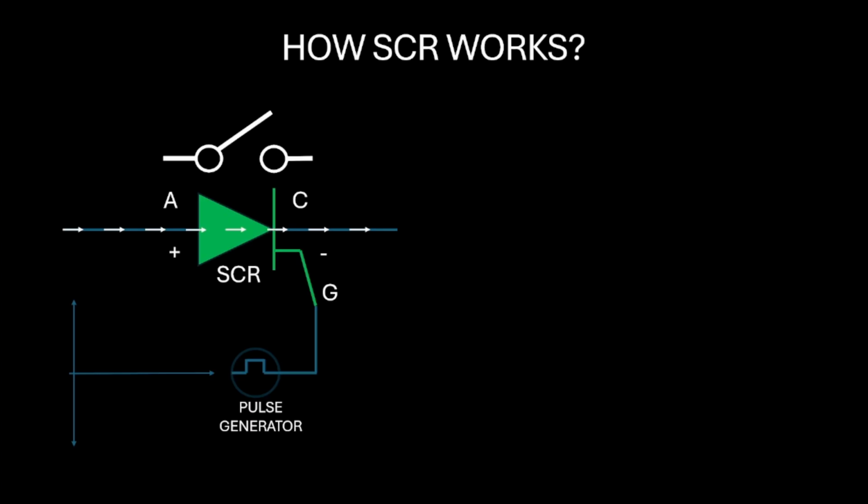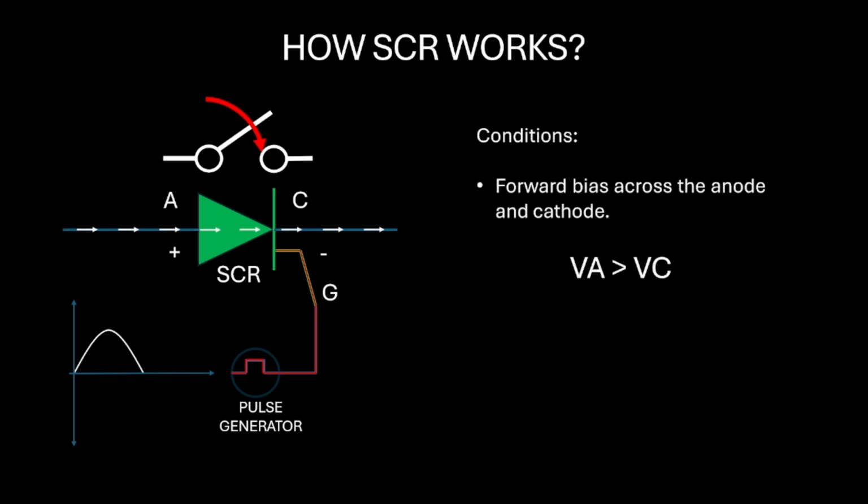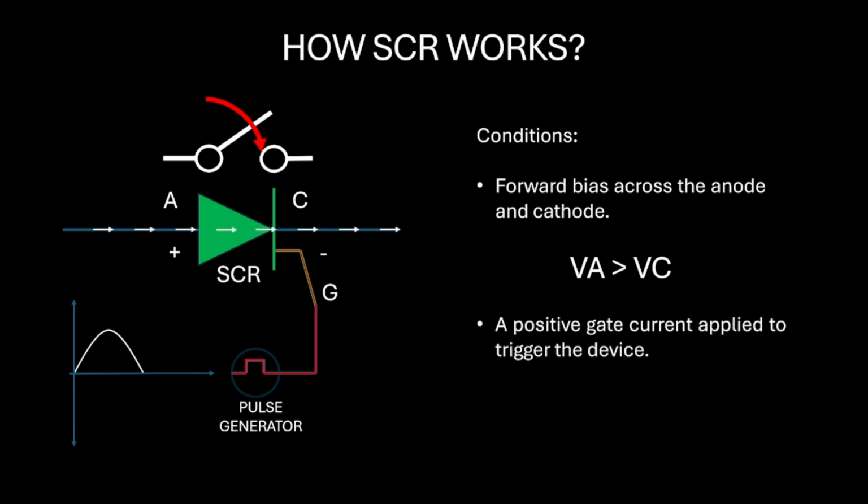For the SCR to conduct, the voltage across the anode and cathode must be forward biased, meaning the anode voltage must be greater than the cathode voltage. In addition to the forward bias, a gate current must be applied. This positive pulse to the gate is what triggers the SCR to turn on, allowing current to flow from the anode to the cathode. Once the SCR is triggered, it remains conducting as long as the current through the device remains above a certain threshold, even after the gate signal is removed. The SCR will turn off only when the current through it falls below a specific level, typically at the end of a half cycle of an AC signal.